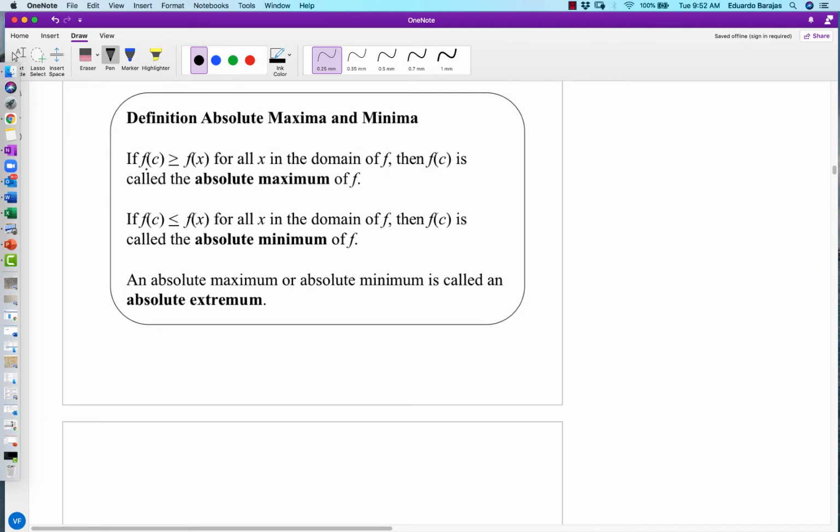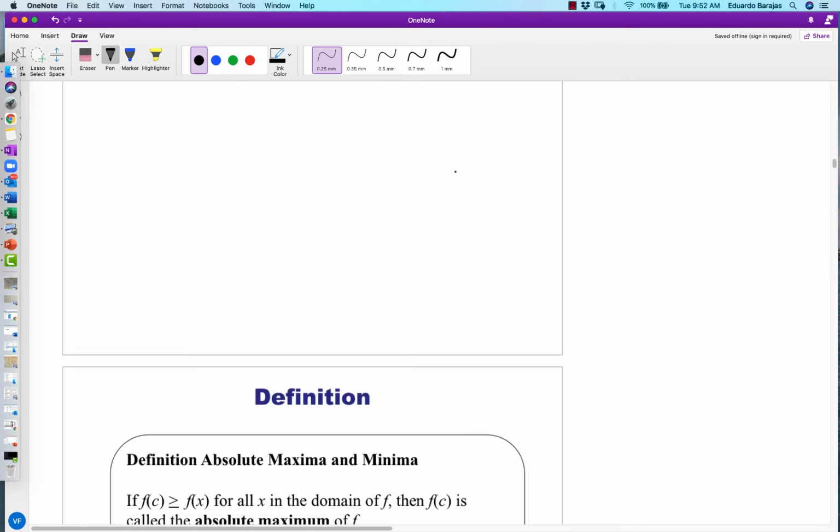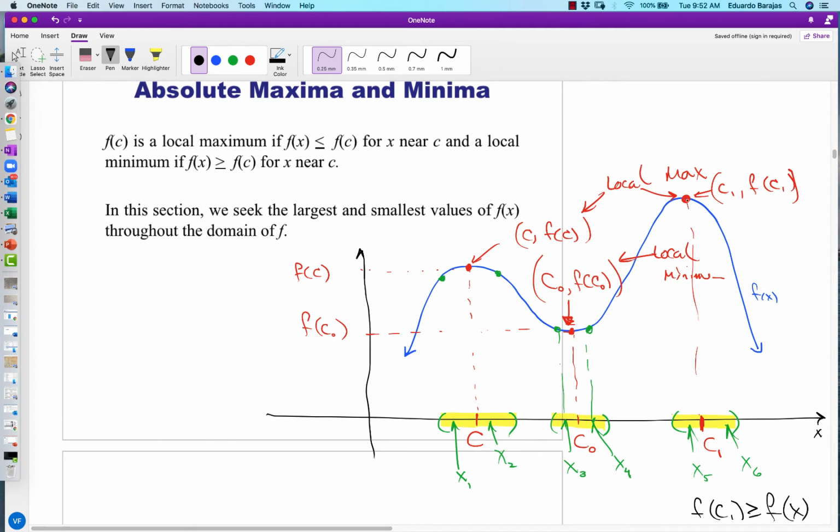If it turns out that f of c is greater than or equal to f of x for all x in the domain of f, then f of c is called the absolute maximum. It's the highest value the function can achieve. In my little picture up here, then this value here is not just a local maximum, this one can be upgraded to be an absolute max. This point right here is not just a local maximum, it's also the absolute maximum.